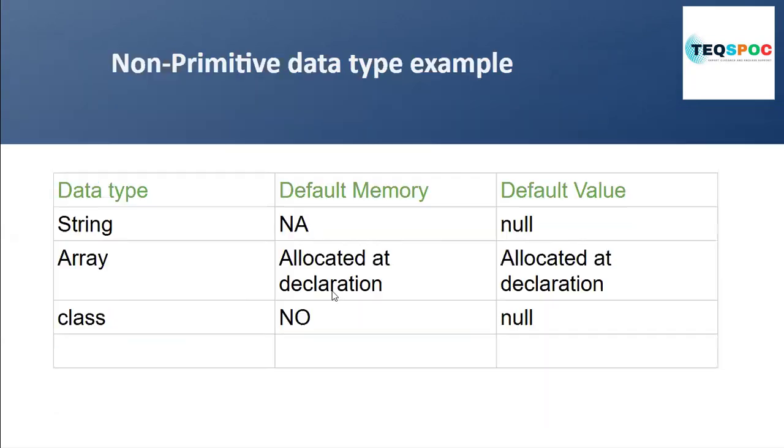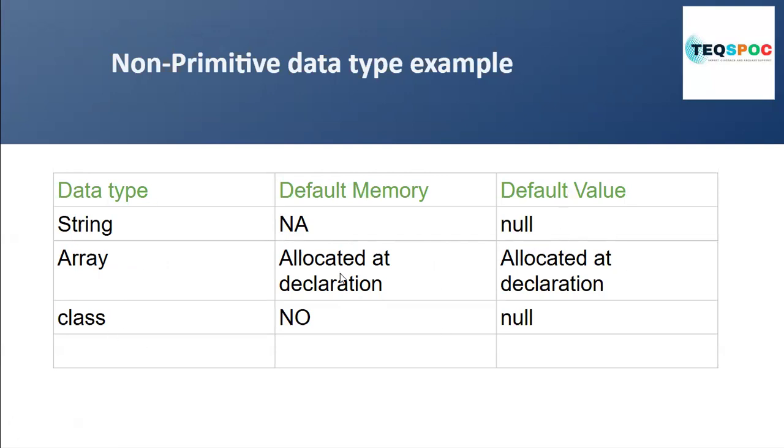Similarly, we have non-primitive data types. String is non-primitive; we can store text as well as numerical values. If you do not initialize it, the default null value will be stored. Array is where we can store multiple values inside it. What is the default value? When we study arrays, we will know why memory is allocated at declaration, because when we create an array, we provide the type of the array, so that's why it is allocated at declaration.